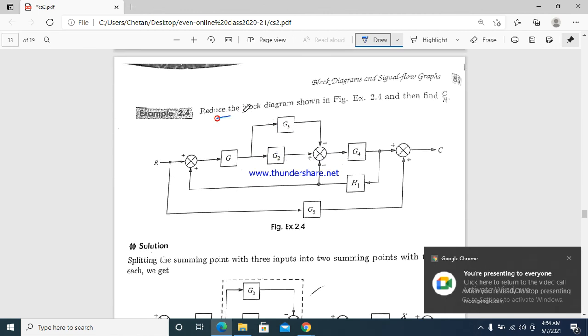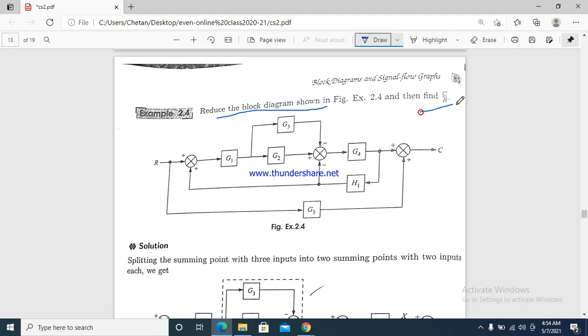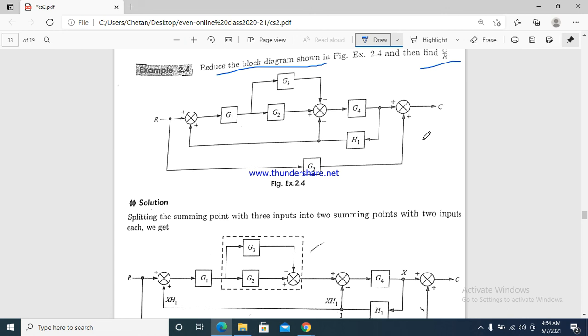Reduce the block diagram, and also find C by R. In this case, first they have marked which portion of the block diagram they are simplifying. Here we have shown a dotted line. First they have simplified this dotted line. It is G2 minus G3, splitting the summing point with 3 inputs into 2 summing points with 2 inputs each.